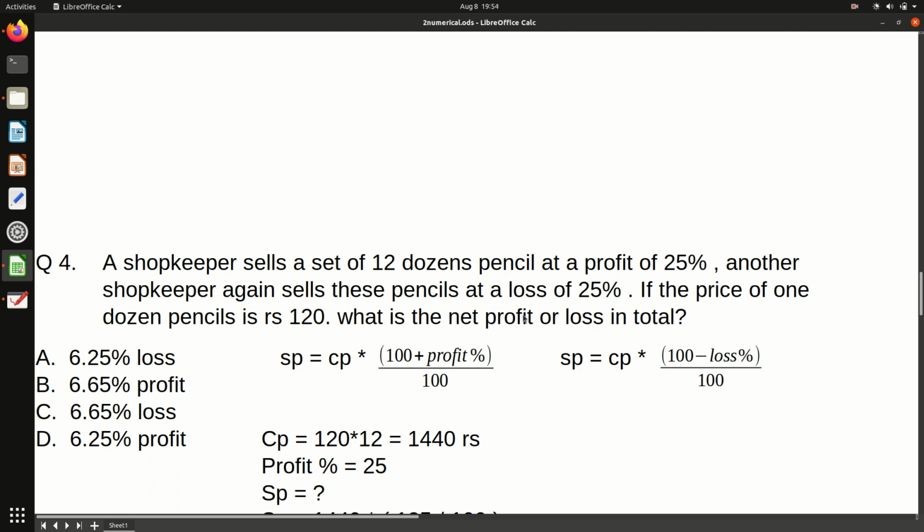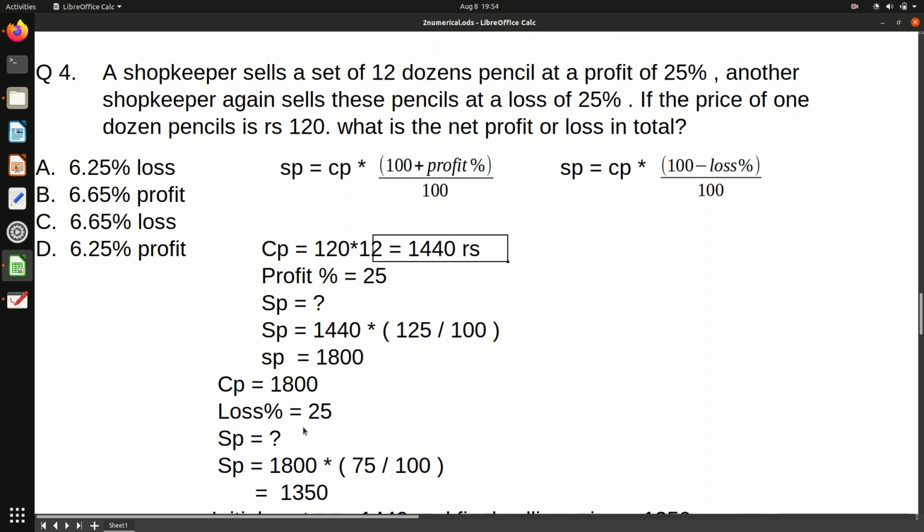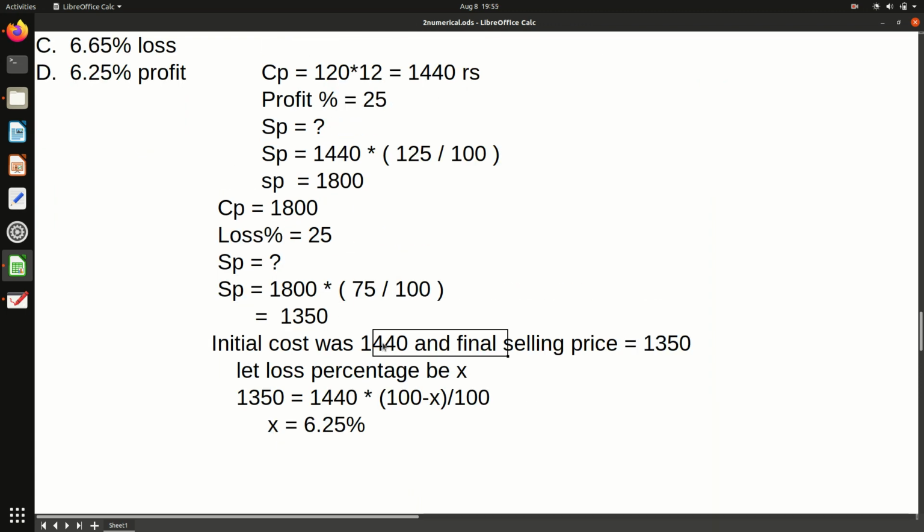Now we have to find the net profit or loss. Net profit means we have to see overall whether there is profit or loss. Initially the cost price was 1440 and finally the SP is 1350. That's why I have written here that the initial cost was 1440 and the final cost is 1350. You can easily see there is a loss. Initially it was this one and now it has been reduced. It means there is a loss.